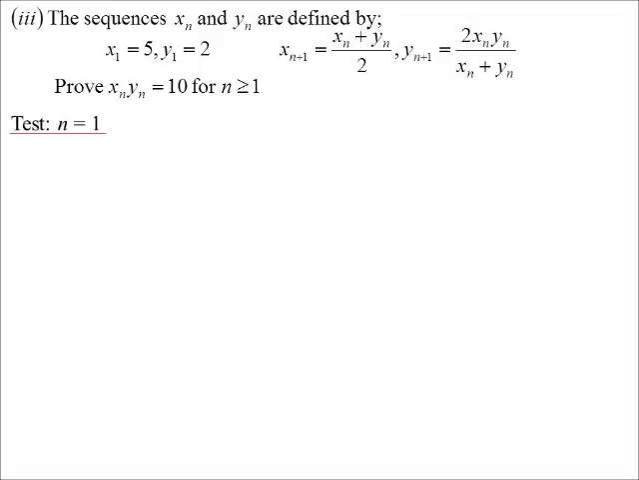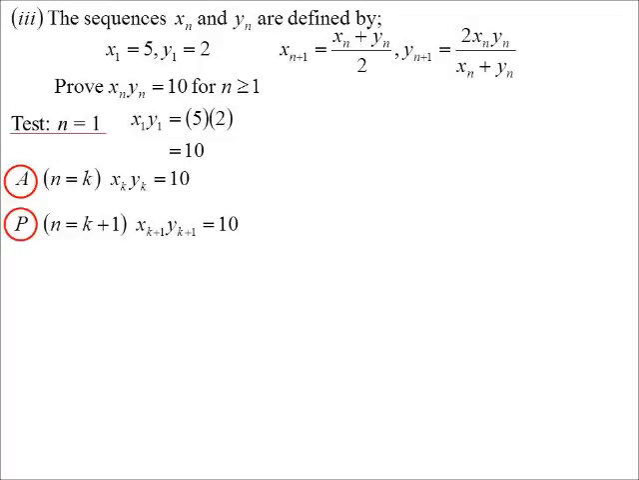Well, n equals 1, we can see it. They've told us the first term is 5, and the first term in the other pattern is 2. 5 2s are 10. So it certainly works when we grab the first term of each pattern. So we're going to assume that when we get the kth one of each pattern, they multiply together to give 10. We now want to prove that if we get the k plus 1th of each pattern, we'll also get 10.